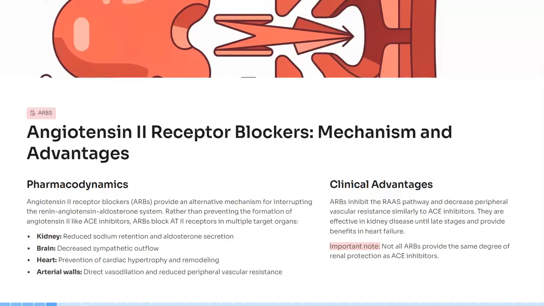Some of the advantages of ARBs is that they inhibit the RAS pathway and decrease peripheral vascular resistance, which is very much like the ACEs. They are effective in kidney disease until late stages, and they provide a benefit in heart failure. Not all ARBs provide the same degree of renal protection as ACE inhibitors.